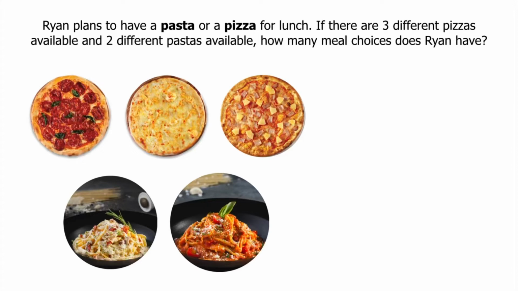Today, we're going to discuss fundamental counting principle and factorials. Ryan plans to have a pasta or a pizza for lunch. If there are 3 different pizzas available and 2 different pastas available, how many meal choices does Ryan have? Pause the video and think of your answer.